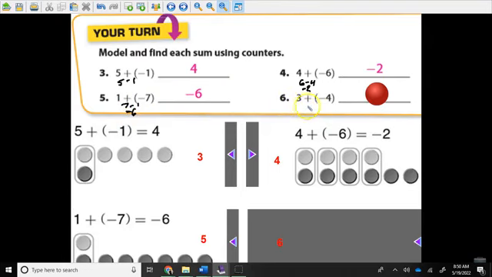3 plus -4. Let's do 4 minus 3. We get 1. The number with a negative is bigger than the positive. Therefore, it is -1.